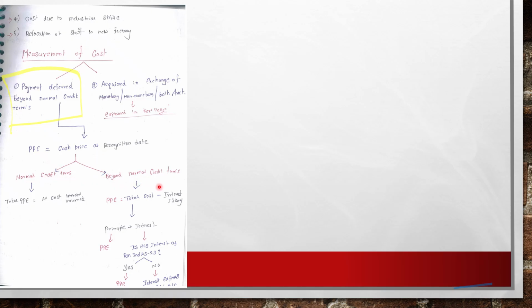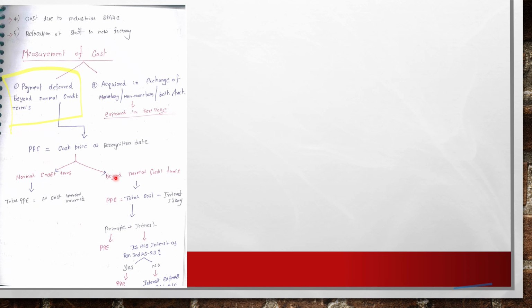Is there any credit period beyond normal? Is there any interest part involved in this? If there is interest involved, you need to check one more checkpoint here. I will tell. First, total PPE. If it is a normal credit period, it would be a cost for us. Then that would be total PPE. If so, the 100 crores comes here.